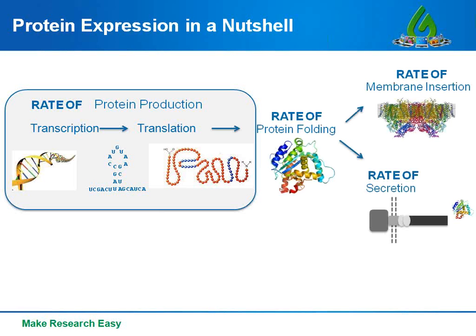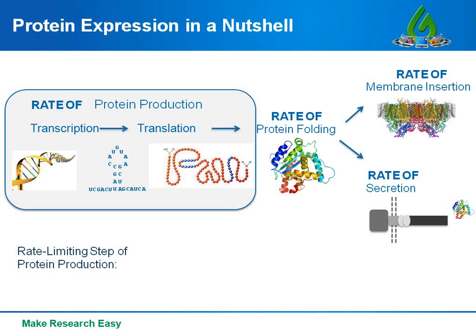However, protein production in a cell has to be balanced with other cellular processes, such as the rate of protein folding and the rate of secretion or insertion into a membrane. And so sometimes you want to increase your rate of protein production, but sometimes you might actually need to decrease it in order to balance it against those other cellular processes.